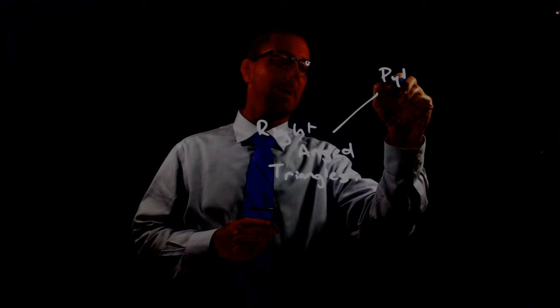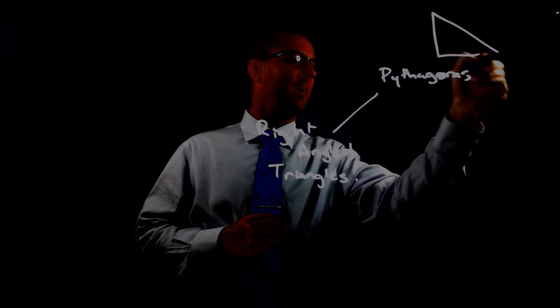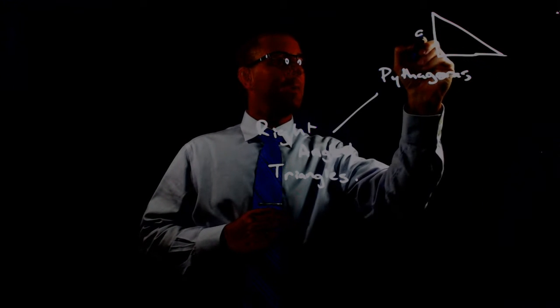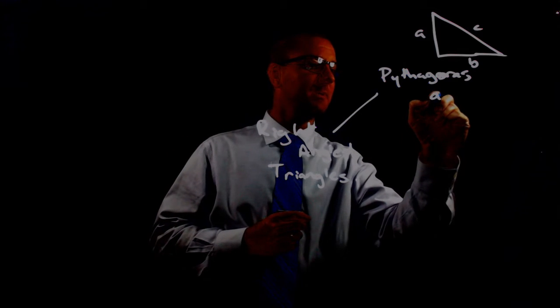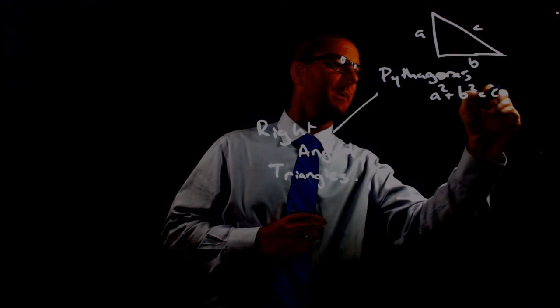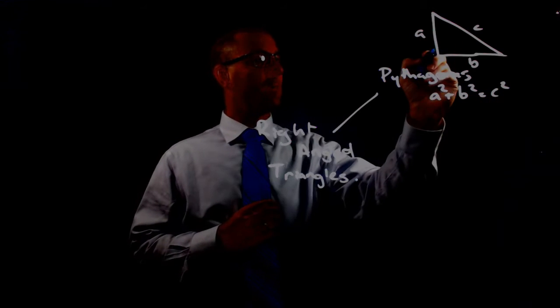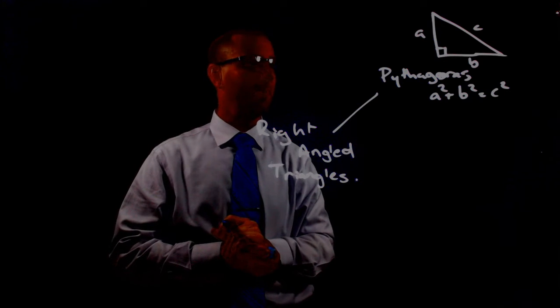The first thing you'll remember that we did was we studied Pythagoras. And Pythagoras allows us to find the length of triangles, or the side lengths of triangles, when we know any two. The rule of Pythagoras says that a squared plus b squared is equal to c squared. And you can use that to calculate the side lengths in a right angle triangle.